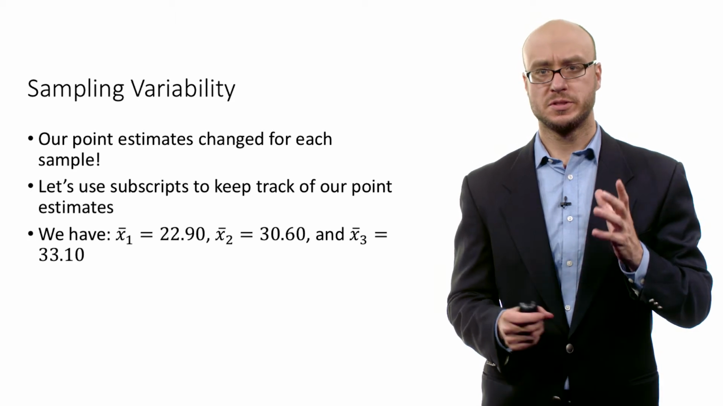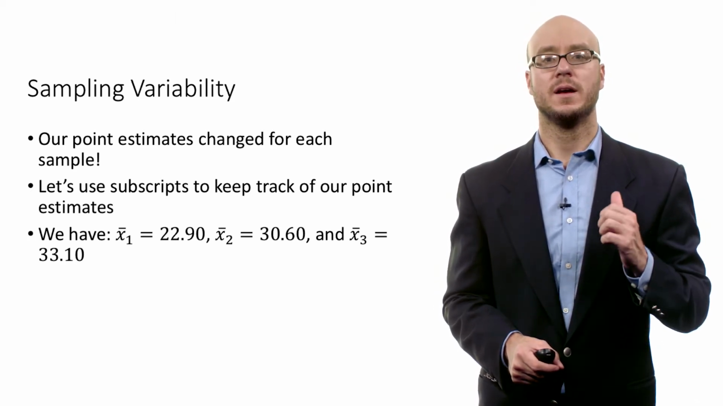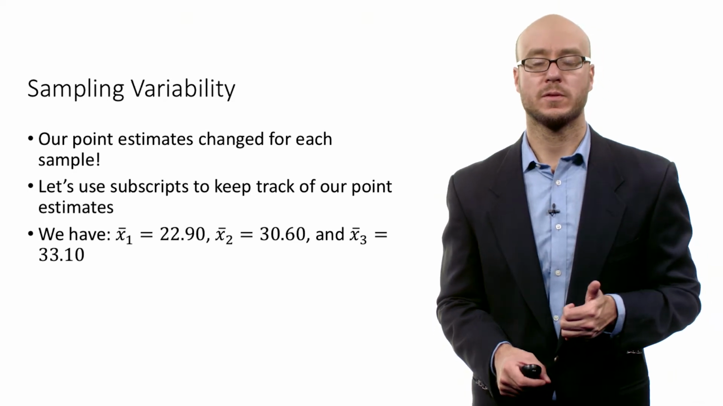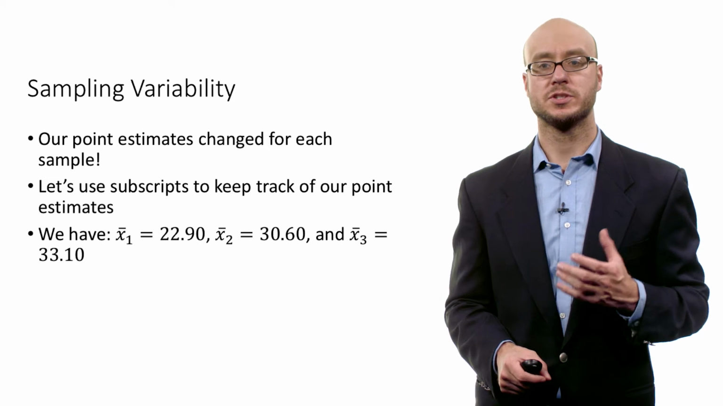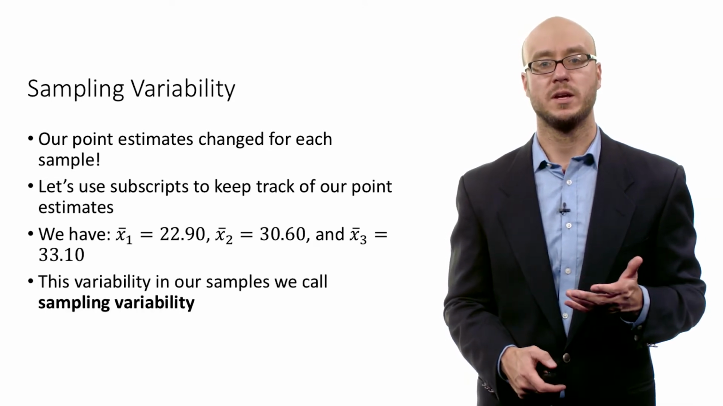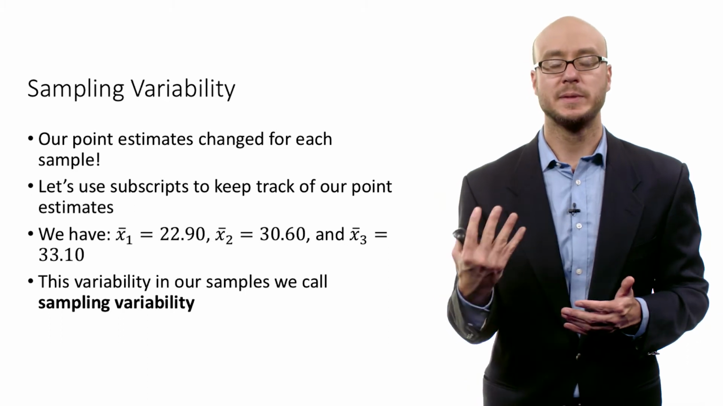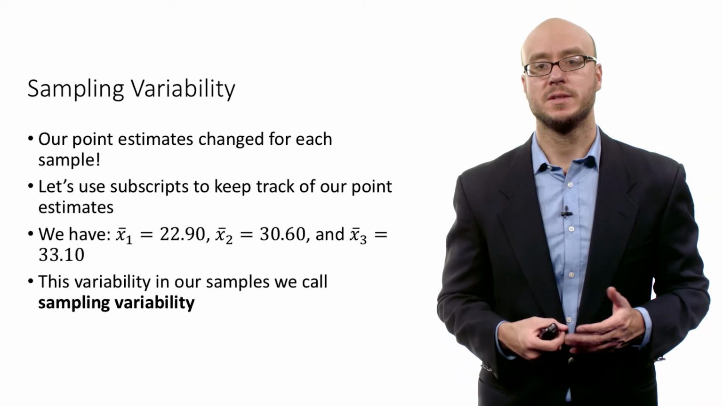But for now, let's use some subscripts to keep track of these point estimates. So far we have the sample mean for the first sample, which is 22.9, the sample mean for the second sample, which is 30.6, and the sample mean for the third sample, which is 33.1. These sample means are bouncing around. There's variation, there are differences between these sample means.